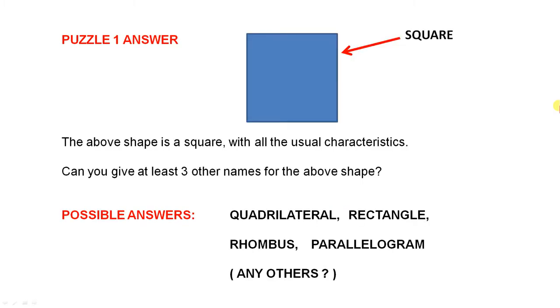Puzzle 1 answer. The possible answers for the above puzzle are quadrilateral, rectangle, rhombus, and parallelogram. Now, can you think of any others?